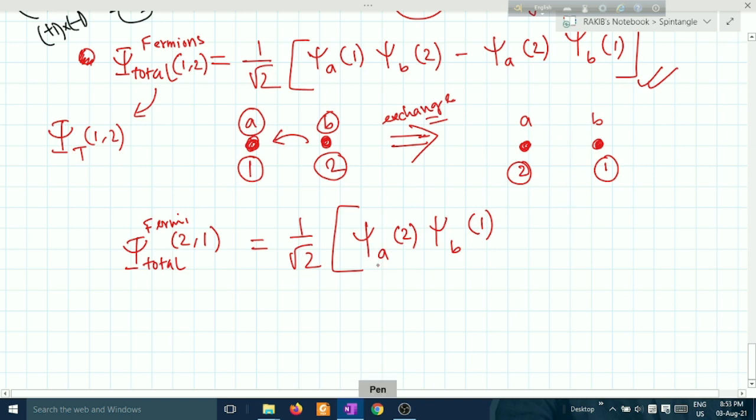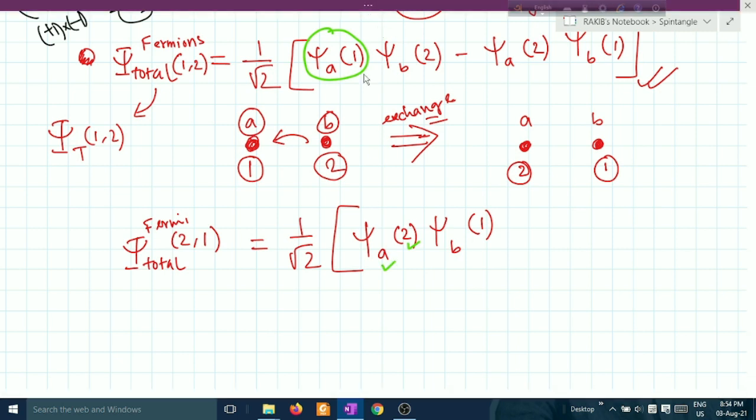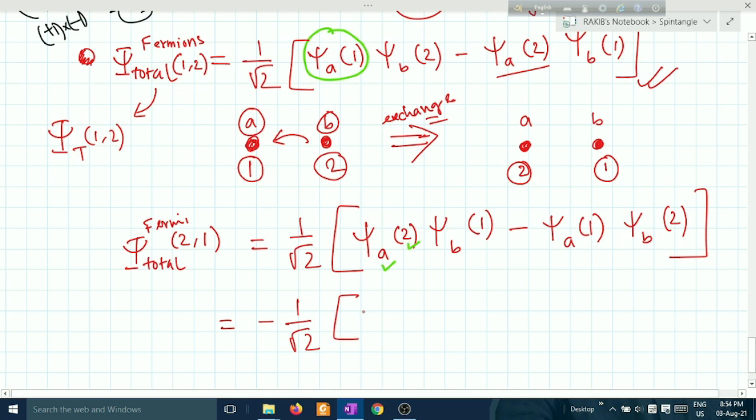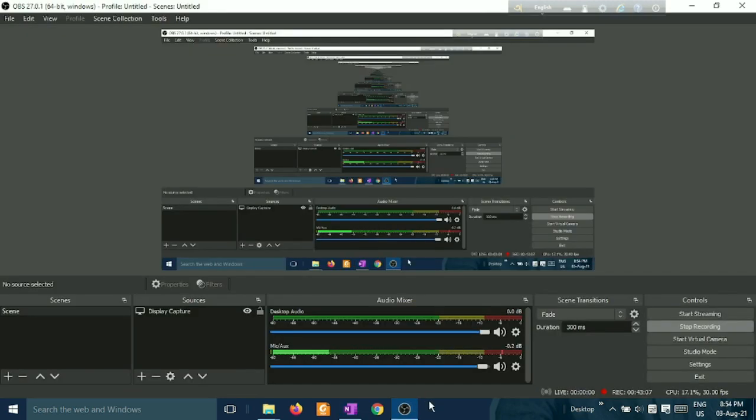Therefore the wave function will be what? Here the wave function was psi A 1. This means the number 1 particle was in the state A, and in the second case the number 2 particle will be in the state A. This is the exchange. Now minus, here psi A 2 will become psi A 1, psi B 2. The wave function completely flipped. Now take a minus sign out from this bracket. What will become? 1 upon root 2, psi A 1, psi B 2 minus psi A 2, psi B 1. Just wait for a while.